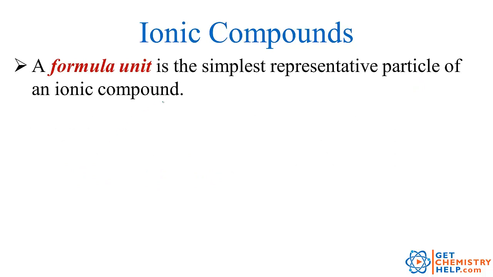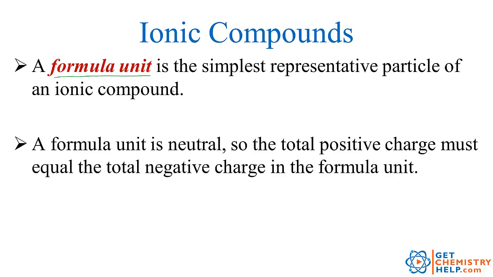A formula unit is the simplest piece of an ionic compound. Just the way the simplest piece of a molecular compound is a molecule, technically for an ionic compound, the smallest little piece is called a formula unit. Ionic compounds form these formula units by balancing out to have a neutral charge overall. So however many positive charges there are in total has to equal the total negative charge. If we have a total of 3 positives, we need a total of 3 negatives. If we have a total of 6 positives, we need a total of 6 negatives. So they balance out and the end result is a neutral formula unit or compound.